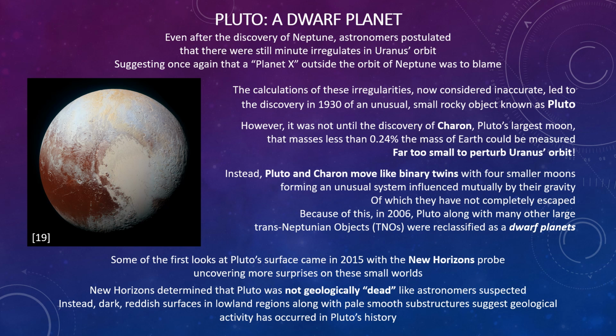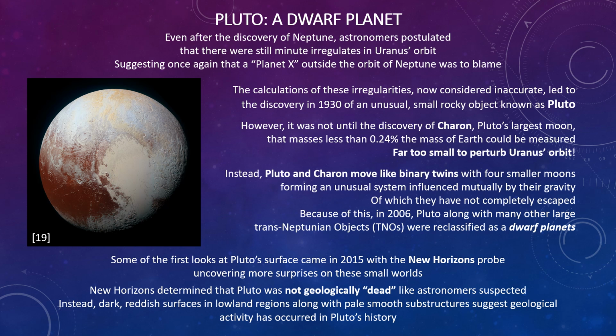Eventually, it was discovered that Pluto had another binary companion, a very large moon by the name of Charon, and that from these two masses, it was determined that that was not enough mass. It was far too small to perturb the orbit of Uranus, and so the planet X was then sort of written off, and Pluto was considered for a long time to be a planet.